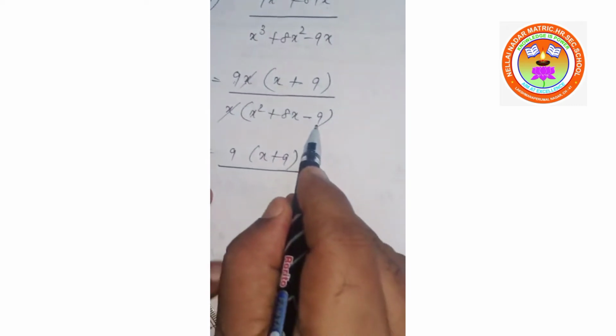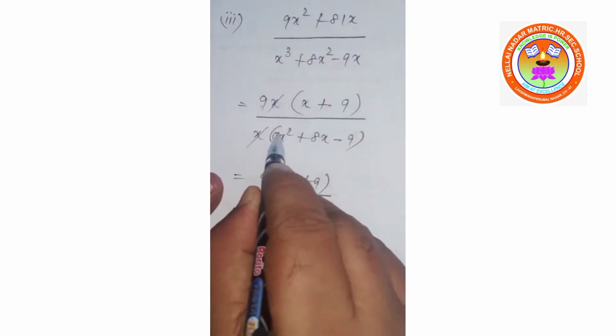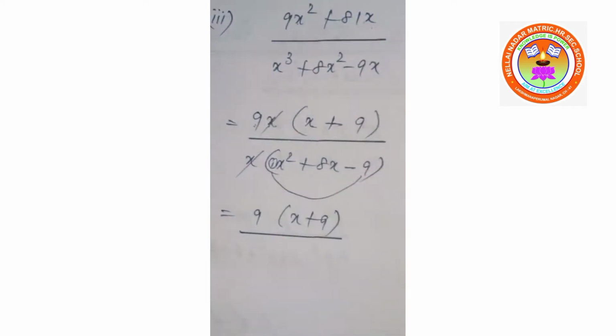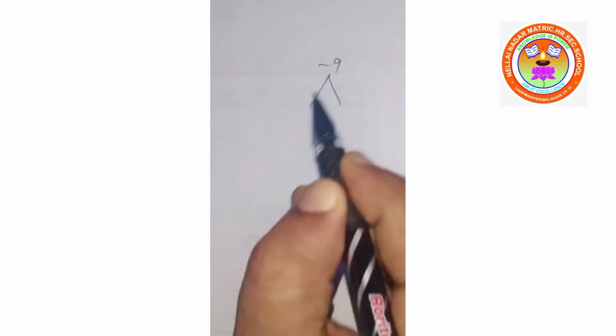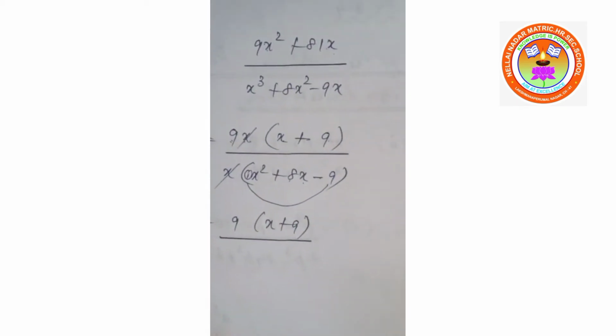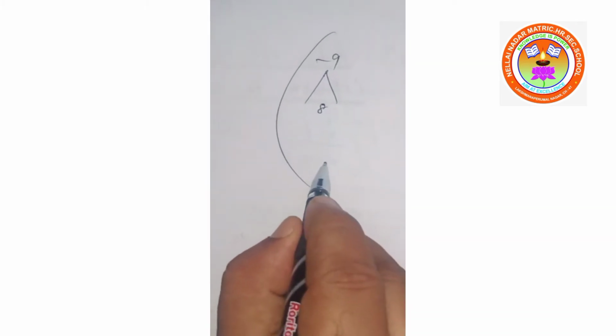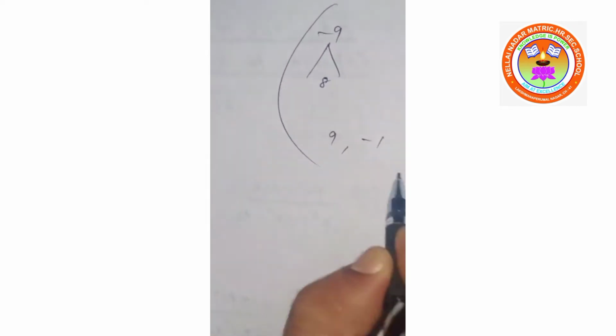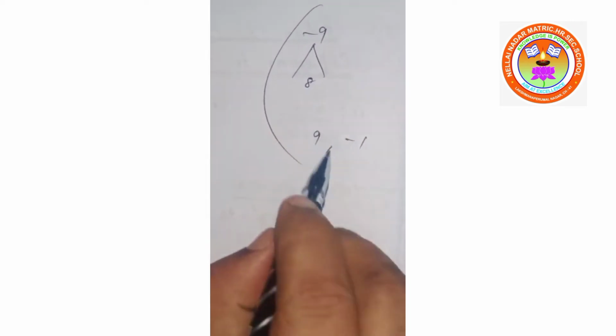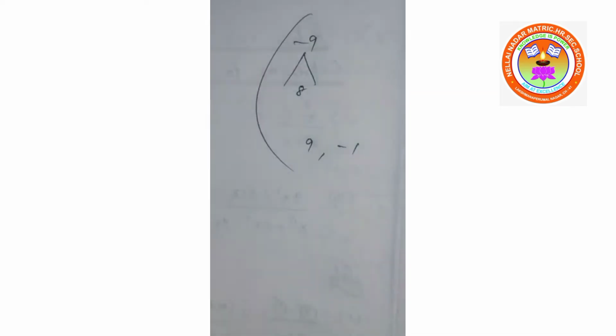We have to factorize this polynomial. What is the coefficient of x squared? 1. 1 into minus 9. Coefficient of x is equal to 8. Product minus 9, sum 8. The two numbers are 9 and minus 1. 9 minus 1 is 8. 9 into minus 1 is minus 9.